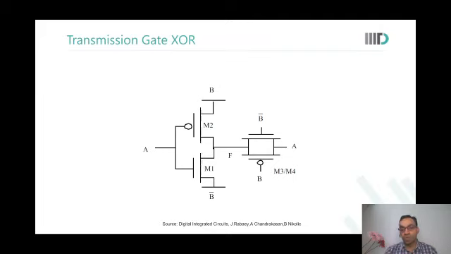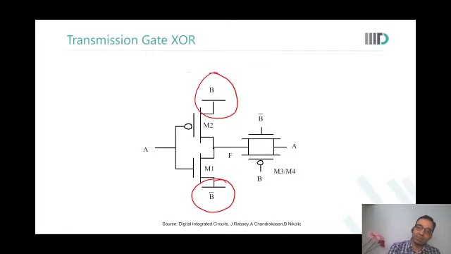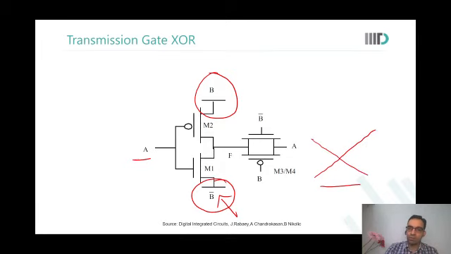A transmission gate XOR is also very dense. Just look at it. Be careful. This is not ground, this is B bar. This is not VDD, this is B. These appear to be very nice designs, but realize that these A and B are now signals. So this B is not stable. B bar is not stable at 0. This B bar might also be rising or might just be falling.